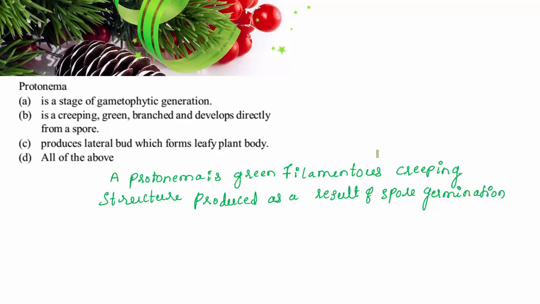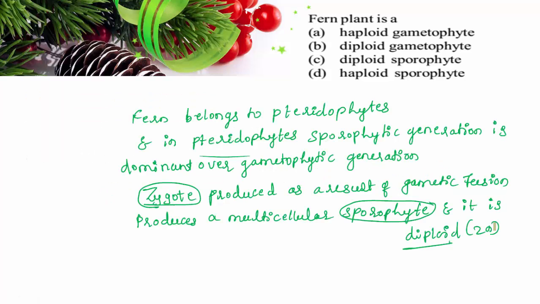What exactly does it represent? The protonema represents a stage of gametophytic generation, because the protonema is a green filamentous creeping structure, correct, but it is produced as a result of spore germination. Therefore it is representing gametophytic generation. Then coming to the next question.